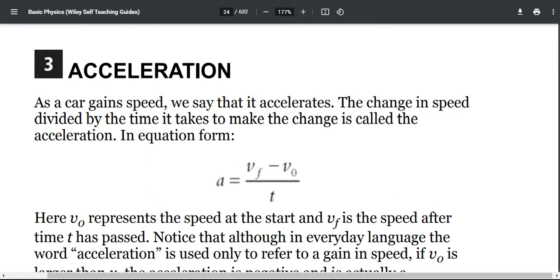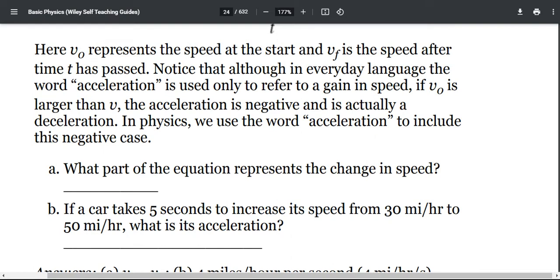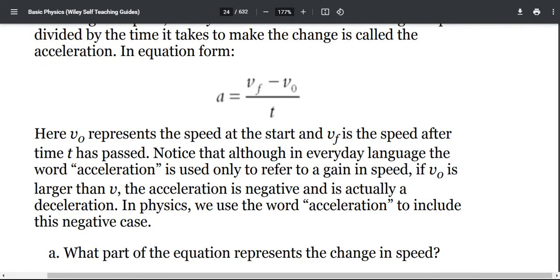Notice that in everyday language, the word acceleration is used only to refer to gain in speed. If V0 is larger than Vf, the acceleration is negative and it's actually a deceleration. So V0 is our starting point and Vf is our ending point. If V0 is larger than Vf, it means deceleration, you can say.